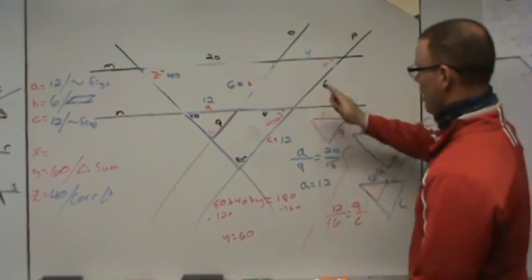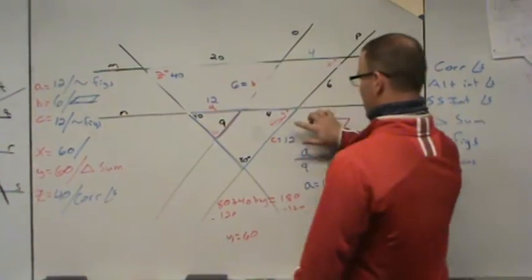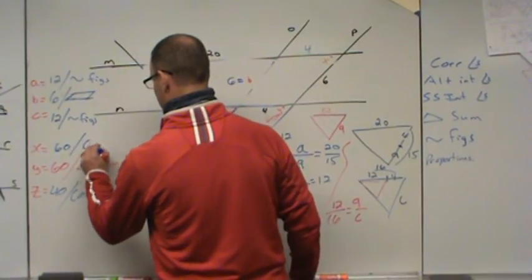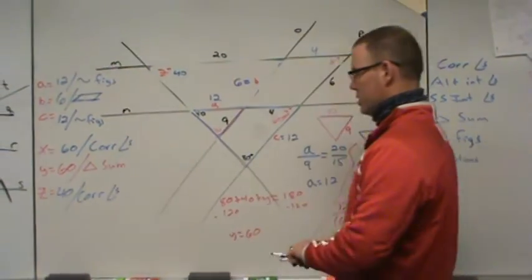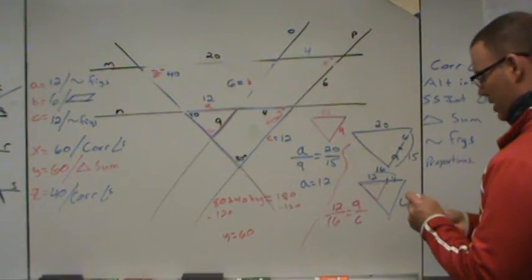Now, x is 60 degrees. Why? Because it's the same, yes. But why is x also 60 degrees? In this instance, I'm using corresponding angles. You should always justify it, give a reason, be able to.